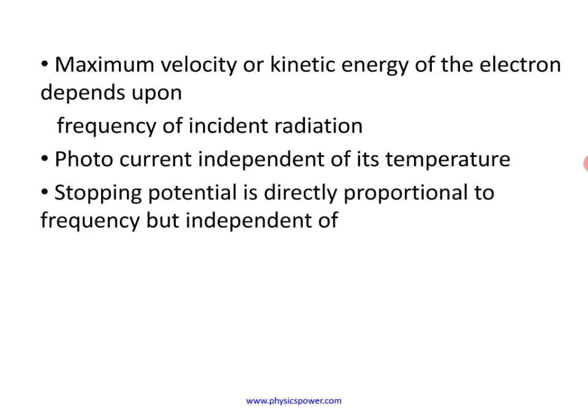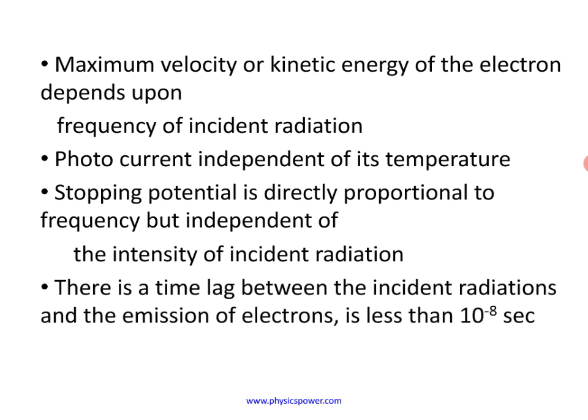Next, one more point. Here stopping potential is directly proportional to frequency. If you increase the frequency, electron kinetic energy increases. To stop that, we should apply more negative potential. The stopping potential is directly proportional. But one more thing: it is independent of the intensity of incident radiation. If you increase the intensity, the stopping potential will not increase. Why? Because we are increasing only the intensity, meaning the number of photons, but we are not increasing the photon frequency. So there is no need to increase the negative potential to stop that electron.